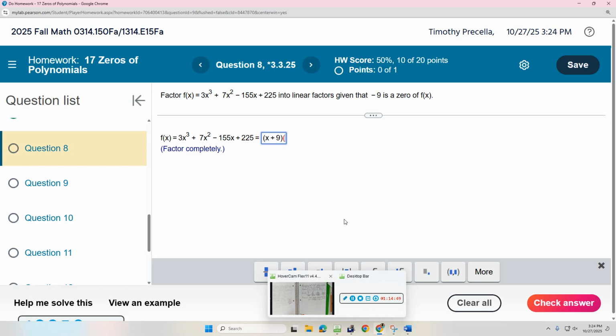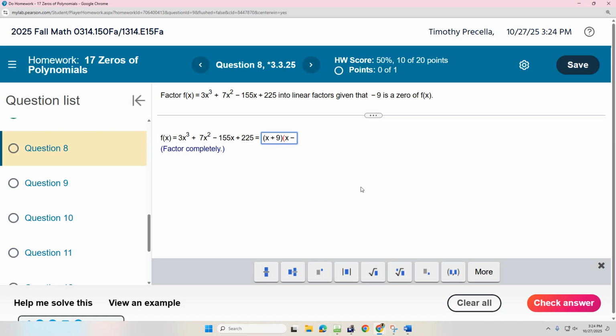If you're factoring something with the x cubed into linear factors, you must have 3 sets of parentheses. And then what is it? X minus 5 and 3x minus 5. Now, realize it doesn't matter the order, but I always like to put the k one first, just like you did.